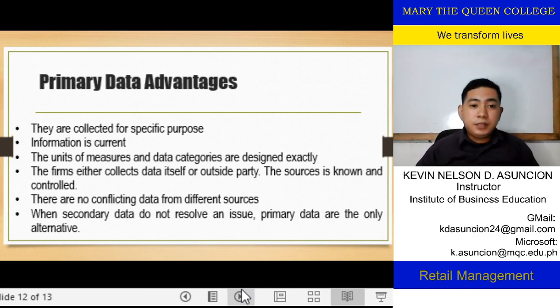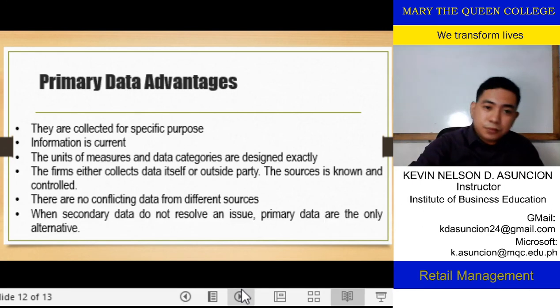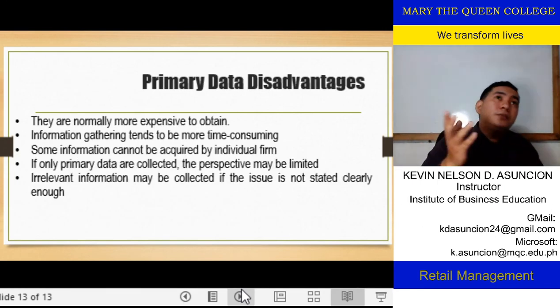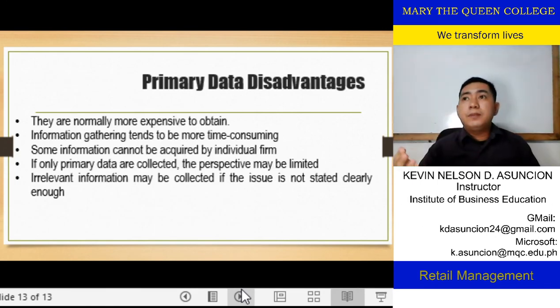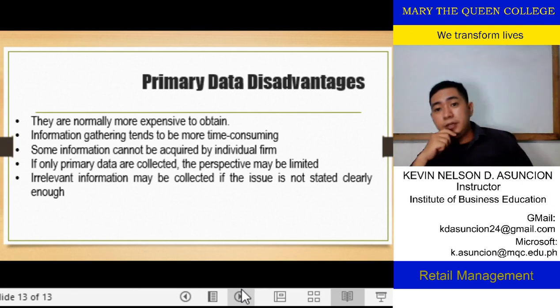And when secondary data do not resolve an issue, primary data are the only alternative. Kasi if you are digging deeper with the behavior of people using analytics, on your research, it might not be credible if magbabase lang tayo sa secondary data. So in your perspective, okay? While it's true with other companies, it might not be true with your company.